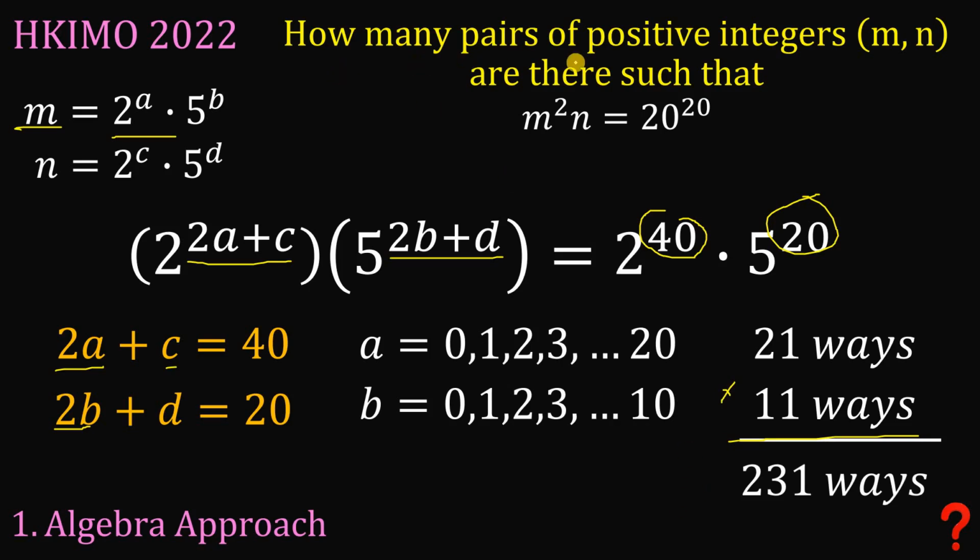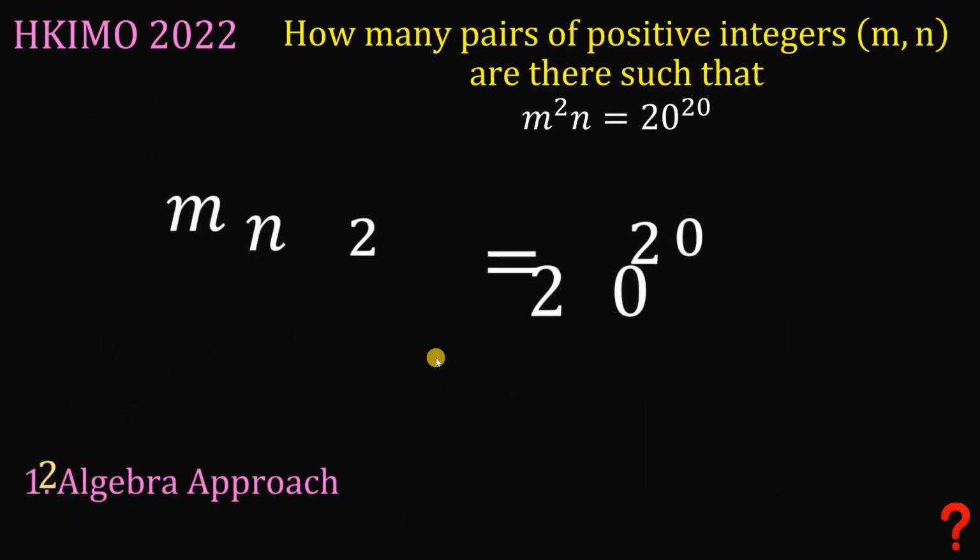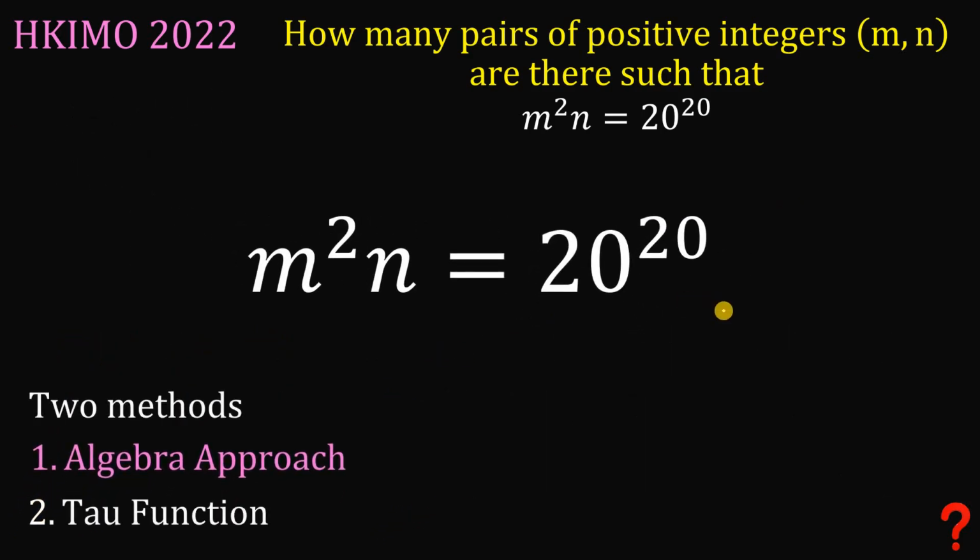231. So, how many pairs of positive integers m and n are there such that m squared times n equals 20 raised to the power of 20? Our answer is 231 pairs. So using the algebra approach, we get 231 as our final answer. And now, how about the tau function? This is a bit shorter than the first method.